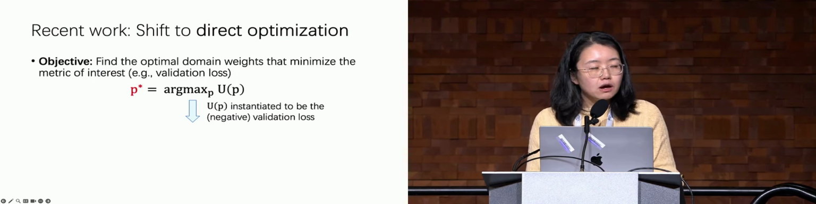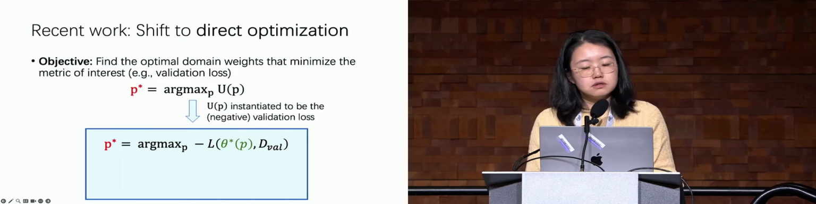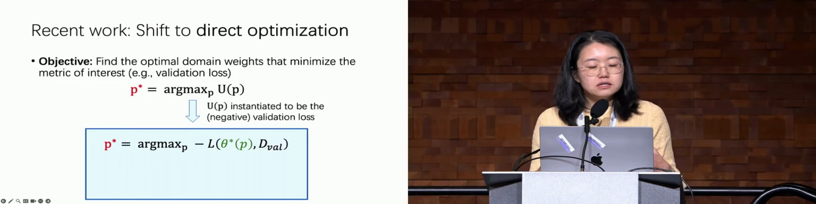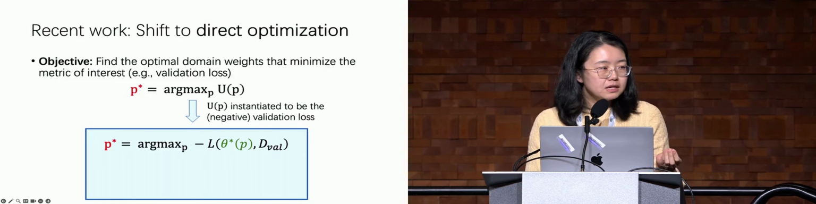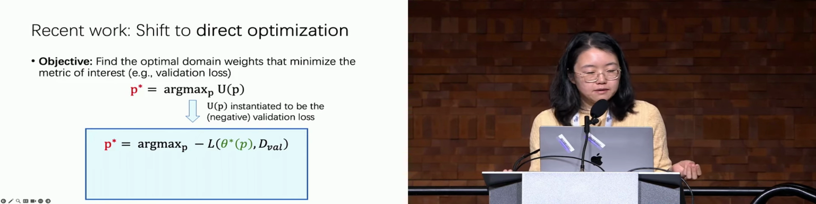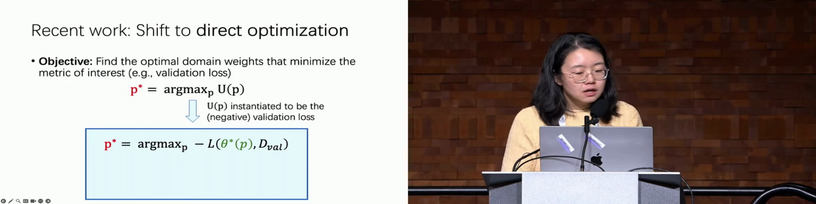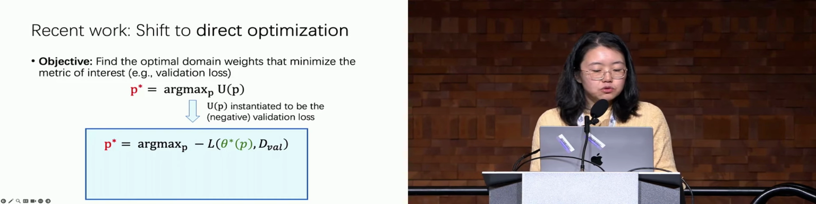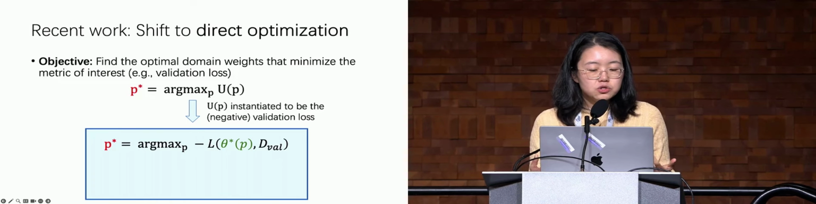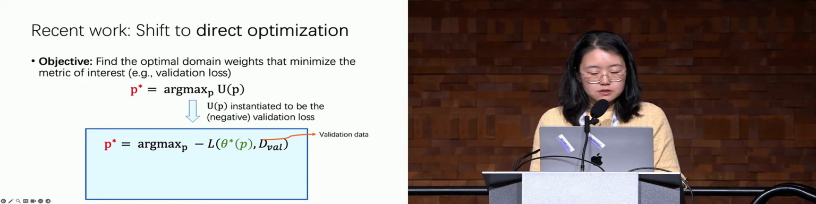So previously I talked about this objective where we try to select the data sets that maximize the utility function. But here, because we are focusing on reweighting, I'll rewrite it explicitly, highlighting that the optimization variable is P, which is a weighting vector, and it lies on a simplex. All right. So in this case, U(P), our utility function, is instantiated to be the negative validation loss. That ensures that when we maximize the negative validation loss, we are actually minimizing the validation loss.